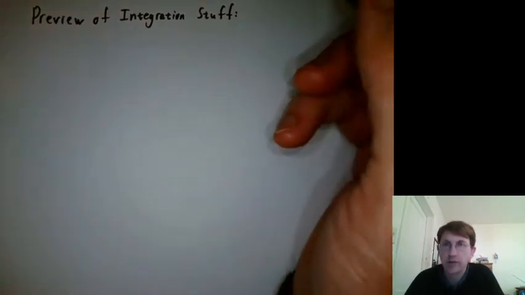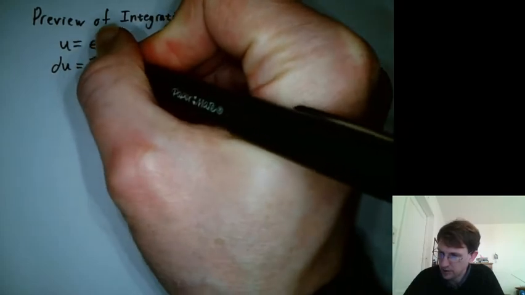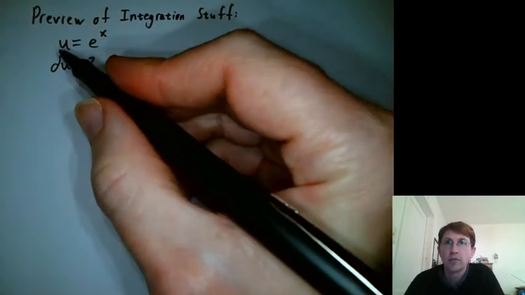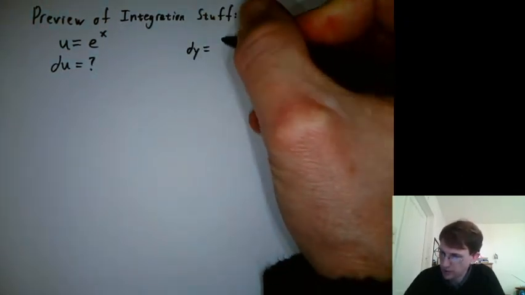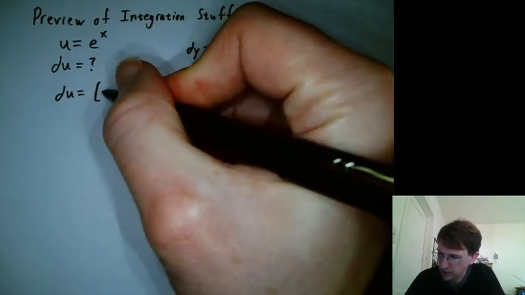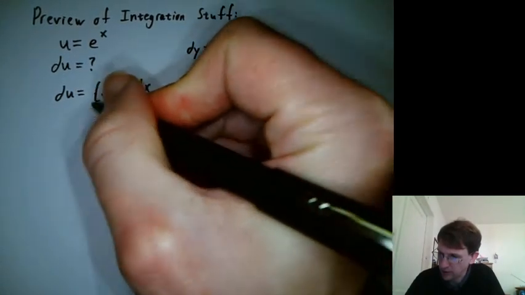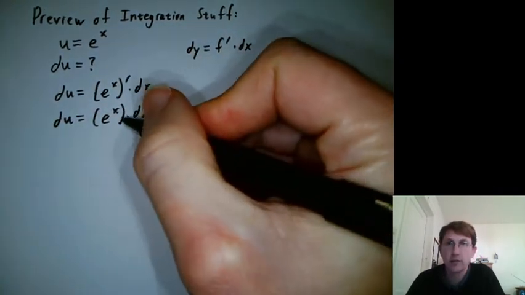Let's talk about how differentials get used in Chapter 5 and Chapter 6 and even some in Calc 2. Often there we'll be saying something like u equals e to the x, and we can just treat u as if it's y, and then it'll say du equals question mark. So if this was y equals e to the x, what is dy? Well, remember, we basically say dy equals f prime times dx. So now we're just using slightly different letters. So we'd say du equals e to the x prime times dx, or du equals e to the x dx. Don't even need the parentheses there.